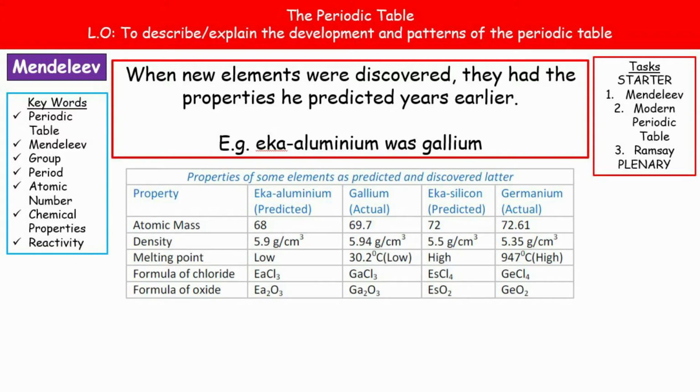He predicted that the formula when it joins with chlorine would be EaCl3, so each eka-aluminium will join with 3 chlorines, and it does. And the formula of the oxide, 2 of those would join with 3 oxygens, and it does. So we can see that by studying these other elements that we'd already discovered, we could predict the properties of the one we hadn't yet discovered.